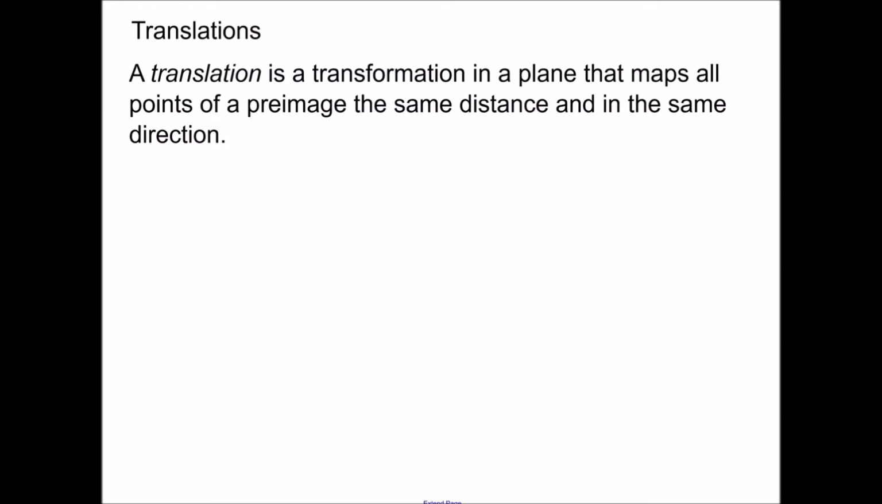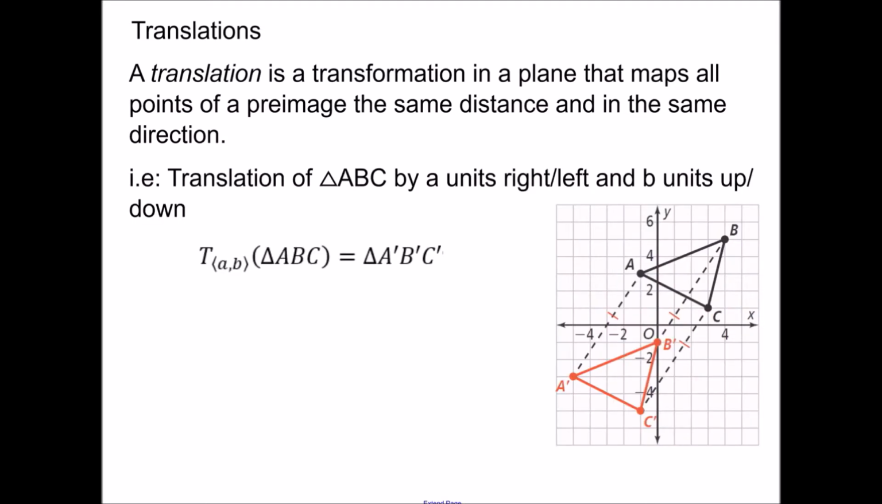A translation is a transformation that maps all points of a pre-image the same distance and in the same direction. So if we want to visualize this, if we have a triangle, say triangle ABC, and we want to translate it, essentially you're shifting it in a given direction. In this case, you're translating triangle ABC by A units to the right or left and B units up or down.